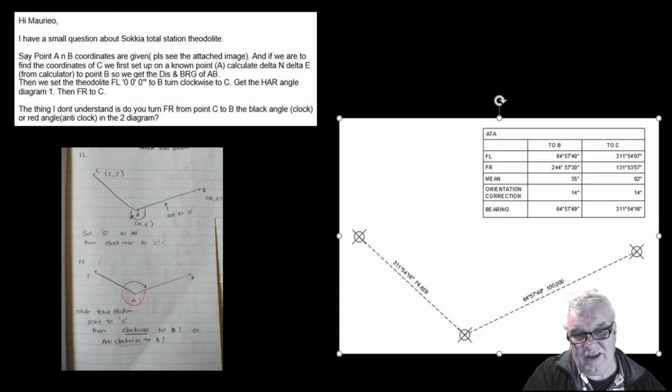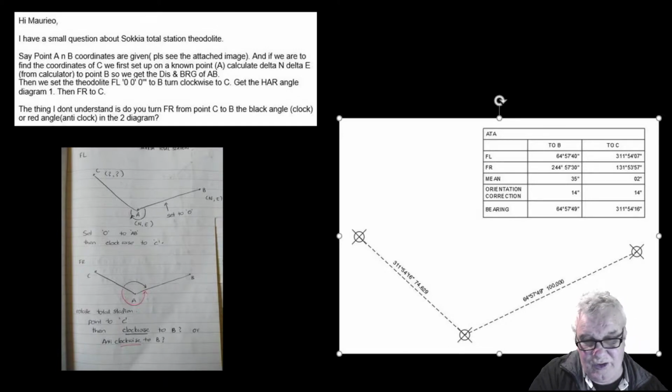Now there's a couple of things. I could then do a face left reading to C. So I could just turn the instrument round there to C and take a face left reading to C, which in this case is 311 54 07. Take that to C.